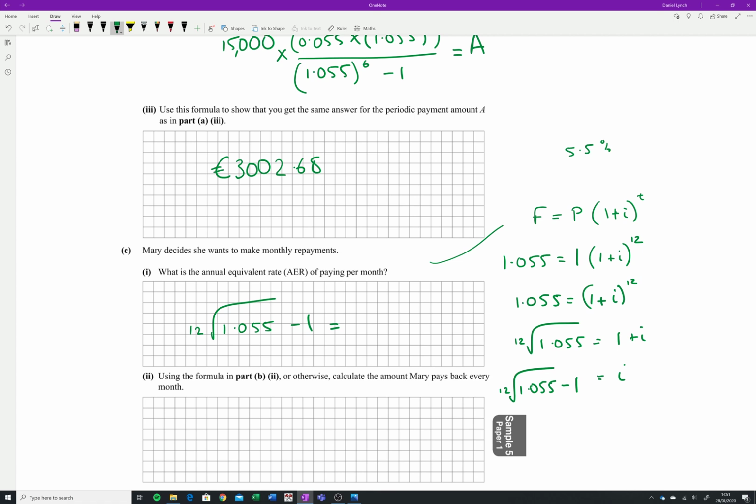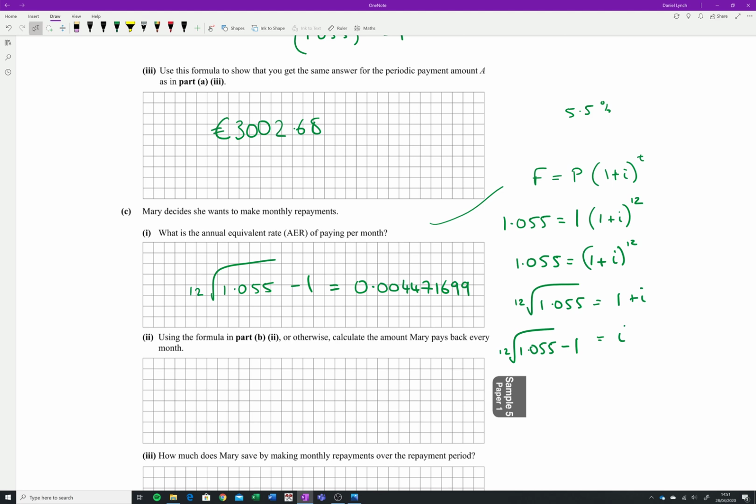Okay, we'll do the 12th root of 1.055 minus 1. Of course, when you put in minus 1, it's a real pain as to what it comes out as. So maybe just add 1 to it, and then you can just write it down, except without the 1. 1.04471699.